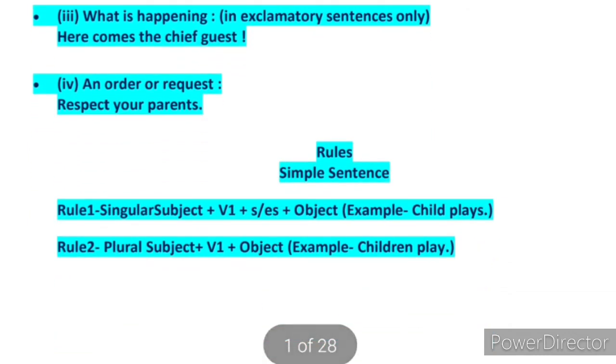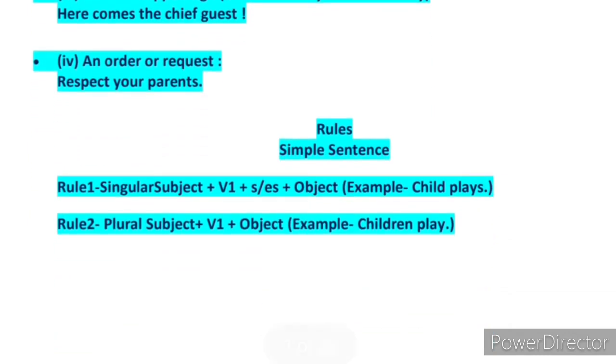Now we will study the rules for the simple present tense. Here one thing is important: we will study the simple sentence, negative sentence and interrogative sentence. And we know that interrogative sentences are of two types: yes or no answer type, and second, with wh words. So first is the simple sentence.